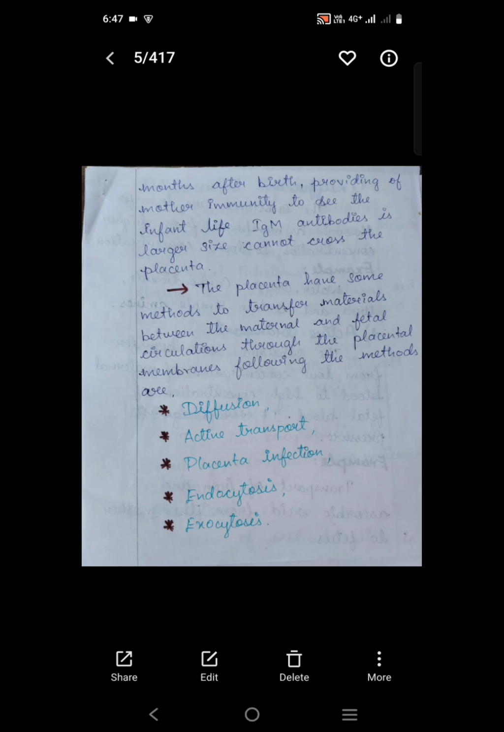The placenta has some methods to transfer materials between the maternal and fetal circulation through the placental membranes. The following methods are there: one is diffusion, second is active transport, third is placental infection, fourth is endocytosis, and last is exocytosis. These are the methods used during transportation between maternal and fetal circulations.